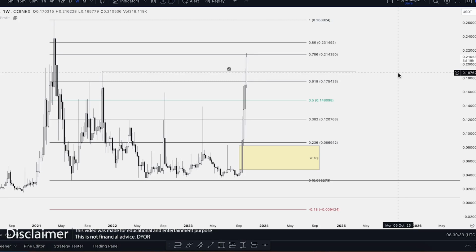Today we'd like to talk about Loom USDT. Once again, what's going on and why we go much higher. Let's dive in.